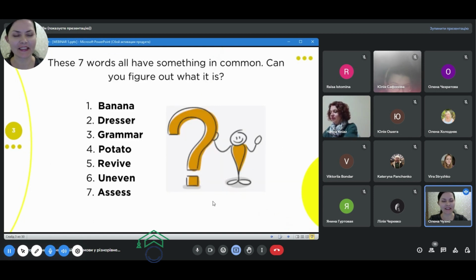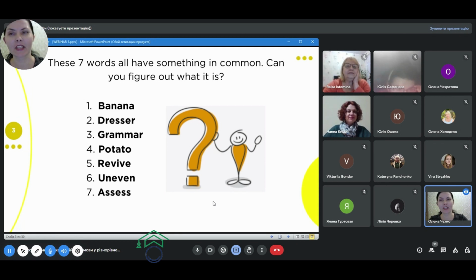Okay, so a little activity to start with to warm you up a bit. On your screen, you can see 7 words. All these words have something in common. Your task is to figure out what they have in common. I will give you a couple of minutes to think.